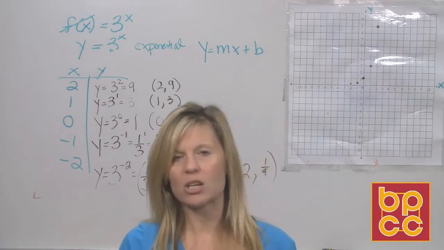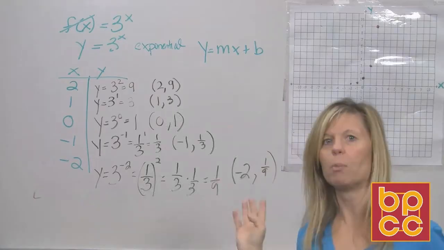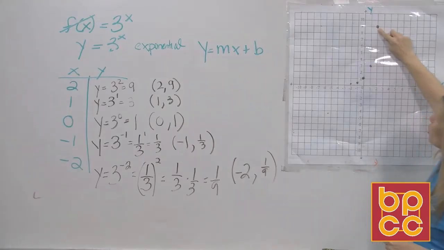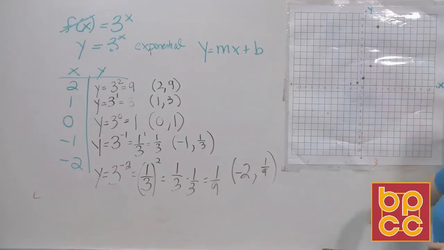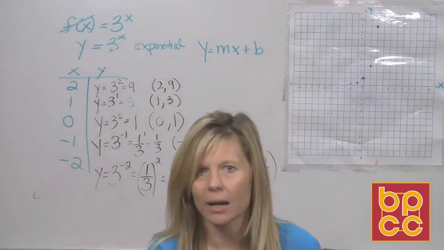Only with lines can you talk about that movement, that slope. You can't talk about the slope of a curve because from here to here you went up 6 to the right 1. From here to here you went up 2 to the right 1. You don't have the same slope, so that's why it's not a line.